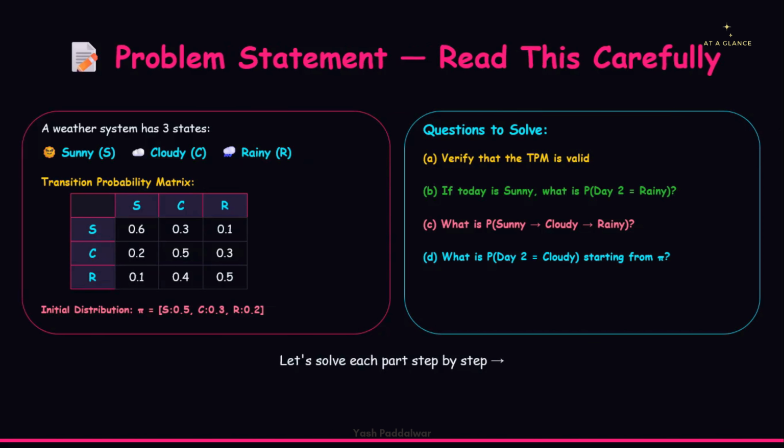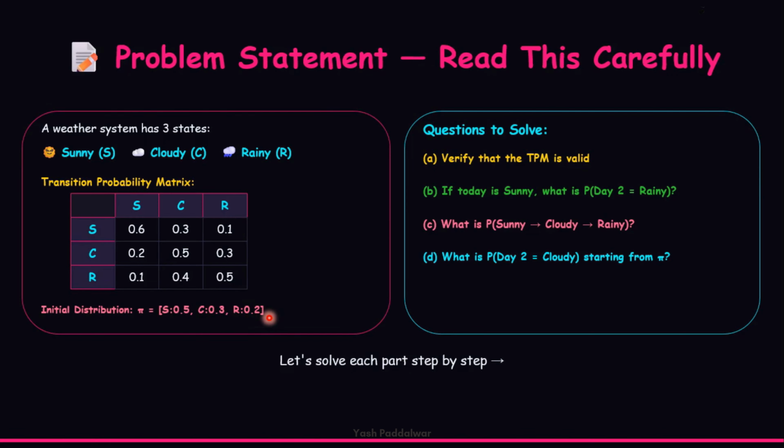So this is our problem statement. We are given a weather system which has three states: sunny, cloudy, rainy. Next, we are given the transition probability matrix, TPM. How to read it? The probability of moving from S to S, that means sunny to sunny, is 0.6. The probability of moving from S to C is 0.3, and so on. Next, we are also given the initial distribution, that means the initial probabilities of every state, pi: for sunny it is 0.5, for cloudy it is 0.3, and for rainy it is 0.2. I hope the given problem statement is clear to you all.